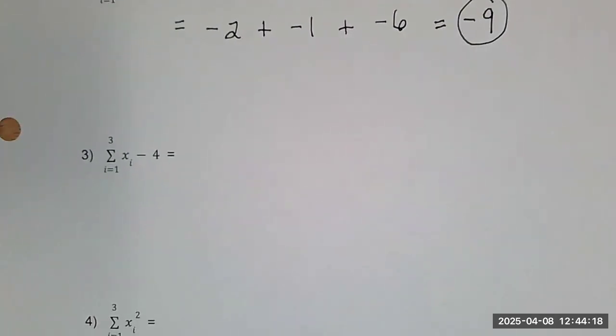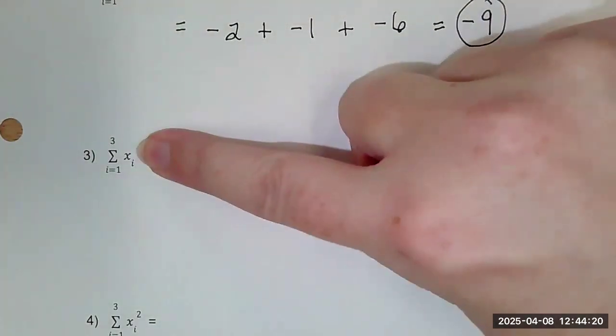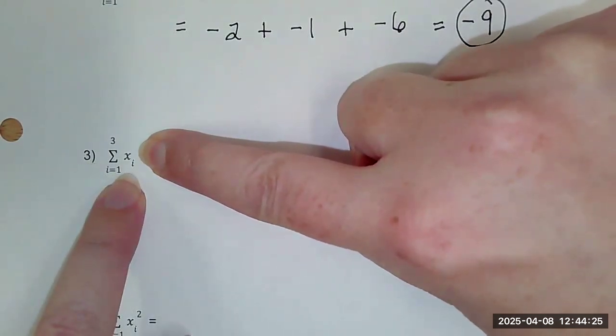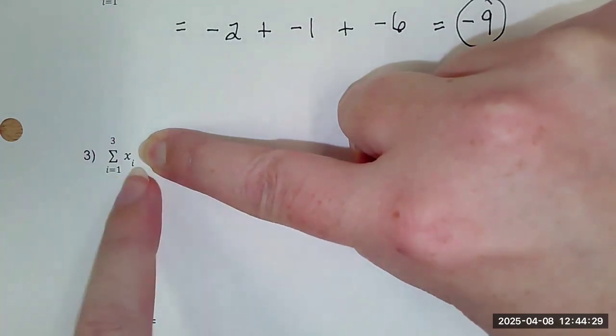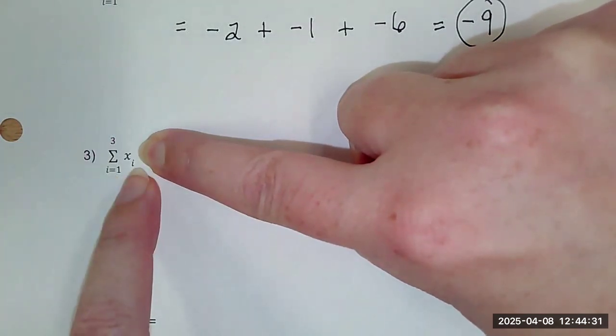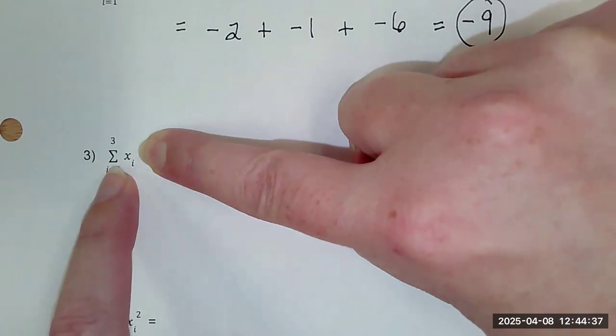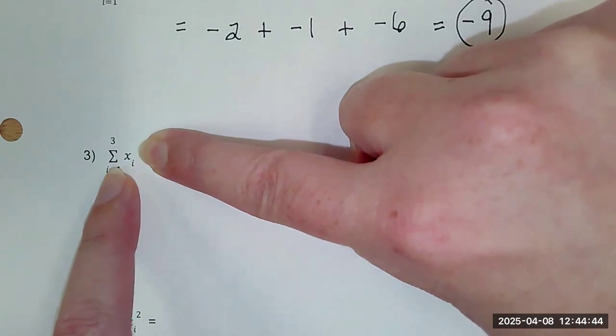So what we're going to do is ignore that -4 for a little bit. This just says, I want you to start with the first x and end with the third x. And when it just has the x sitting right there, it literally just means add up those x's. How do I know? Because it's summation notation, and summation notation means add. So if they just put an x there, it means add them.